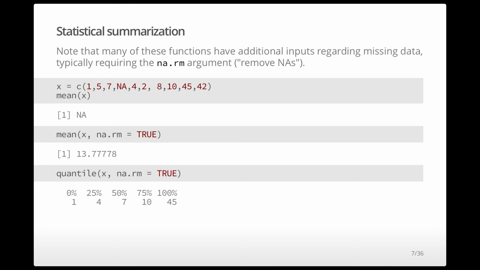Quantile. So the difference between mean and quantile: for mean, you say NA.rm equals true. If you say quantile with missing data, it just says, nah, I give up. Like, I'm not doing that. I don't know what you're doing. You have to remove the NAs yourself, or you have to tell me you want to remove them before calculating the quantiles.